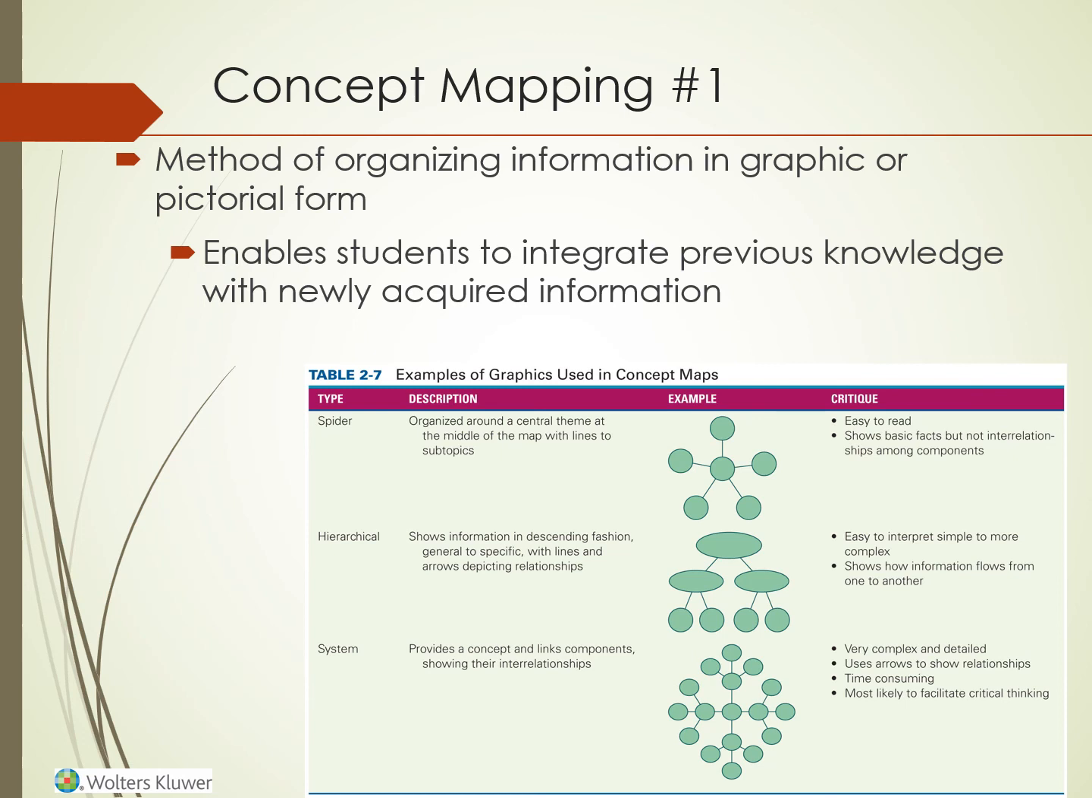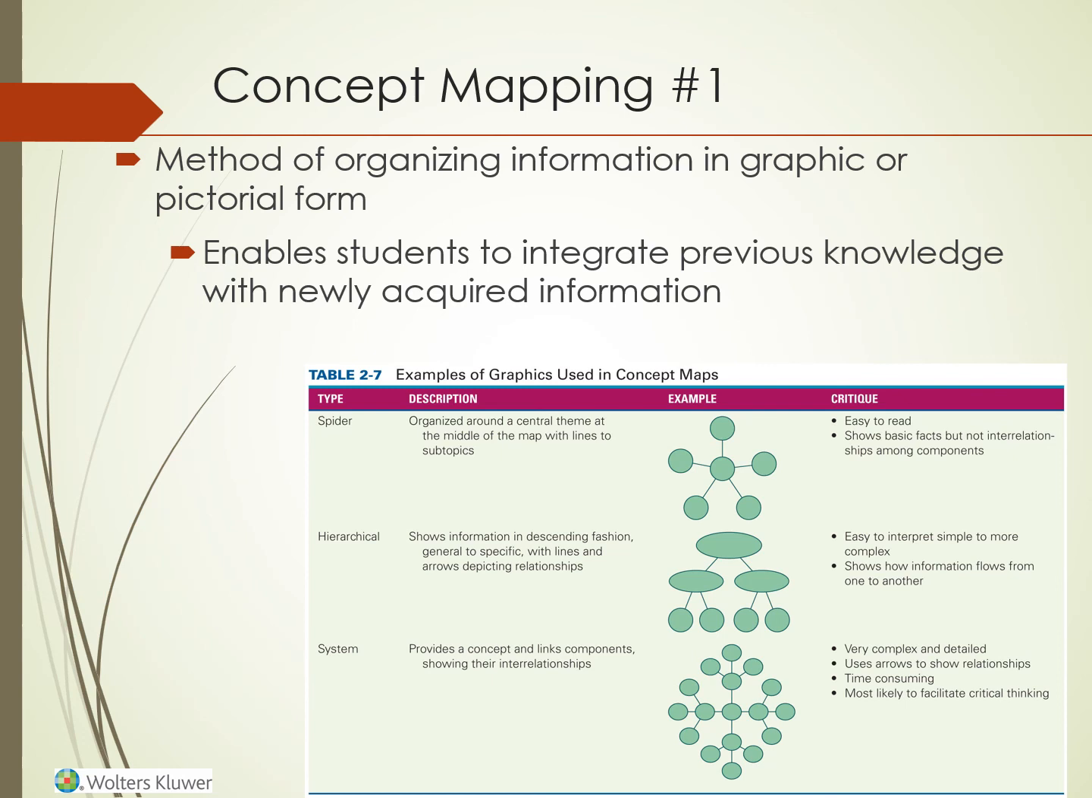The next picture is hierarchical. This shows information in descending fashion, general to specific, with lines and arrows depicting relationships. This is easy to interpret, simple to more complex. It also shows how information flows from one to another.